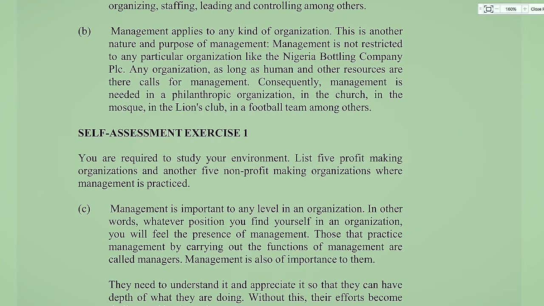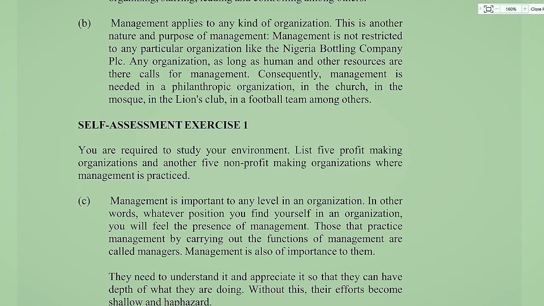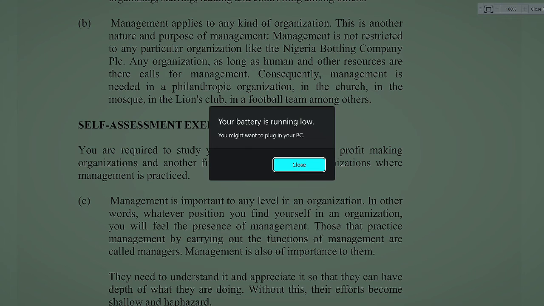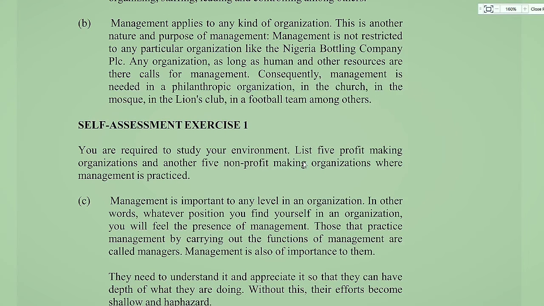Self-assessment 1. Now, please let's take note. Let's address our self-assessments in our group chats. You are required to study your environment, list five profit-making organizations and five non-profit-making organizations where management is practiced.